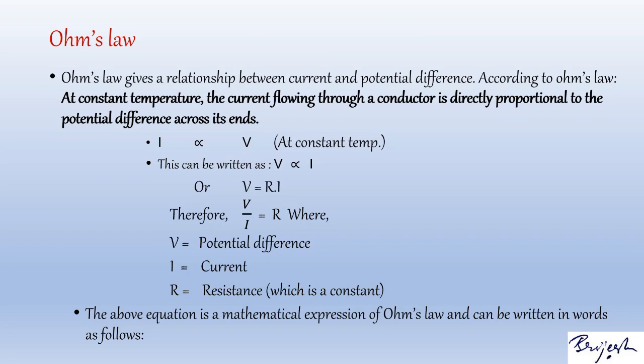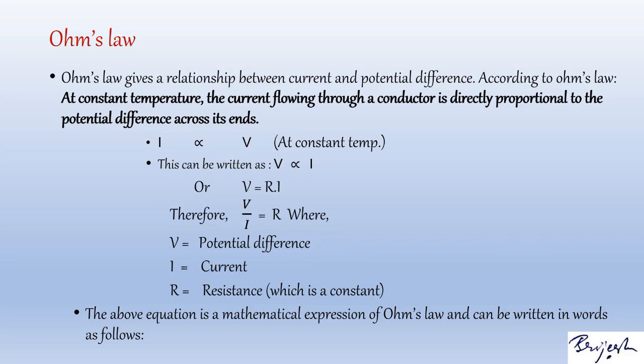So we can say that V is directly proportional to I, that is current. That is V equal to RI, where R is a constant called resistance of the conductor. The value of this constant depends on the nature, length, area of cross section, and the temperature of the conductor. So V upon I is equal to R, that is constant. So V upon I is always constant. Hence, this is Ohm's law.